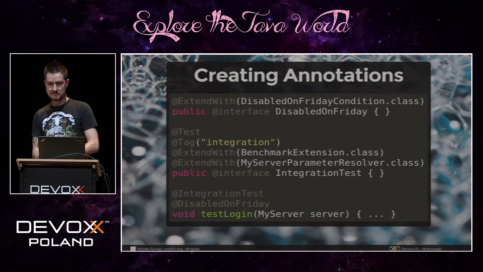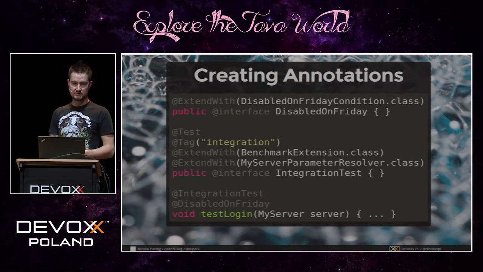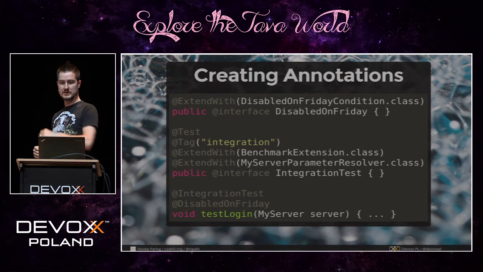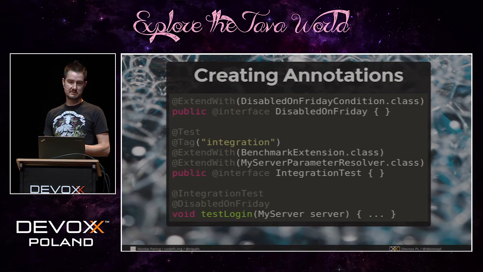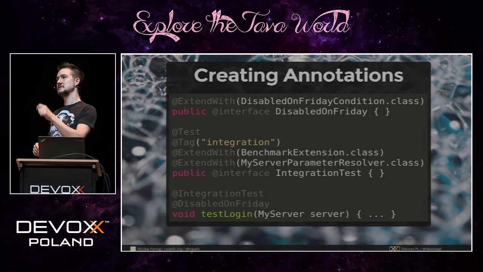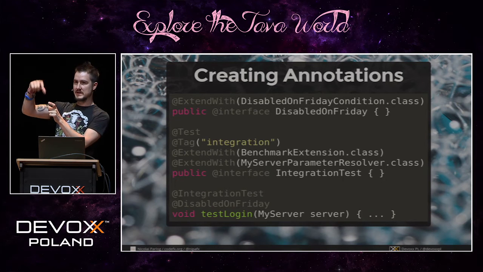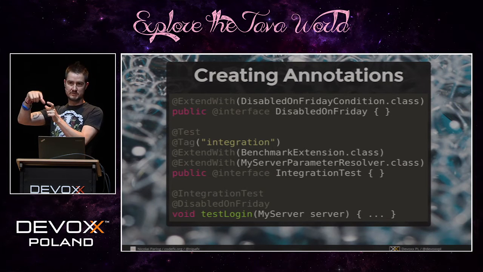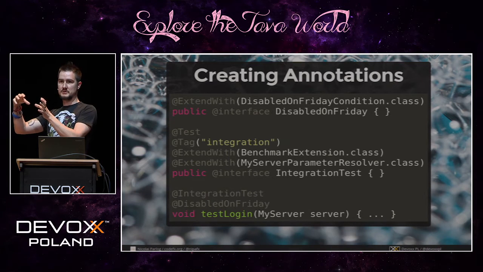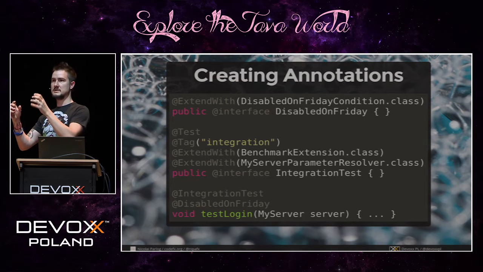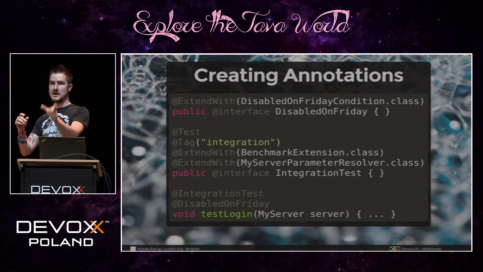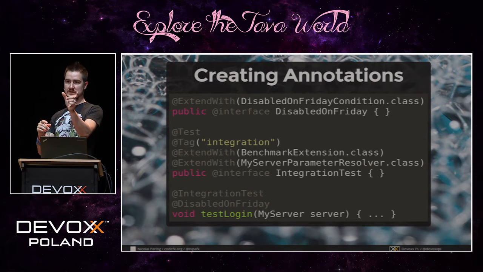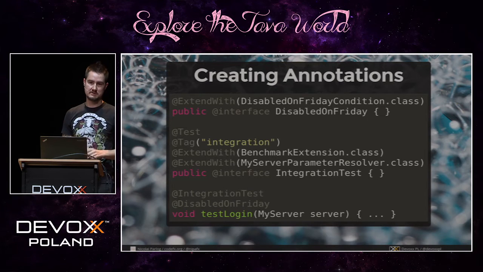So here we created two annotations and used them right away. The first thing we did, we created our disabled on Friday annotation. And we used the annotation and immediately tell JUnit which extension is in charge of this annotation. So we put both pieces of information together. This is disabled on a Friday, and also, by the way, JUnit, if you're looking for the extension that implements this, it's also annotated right there.